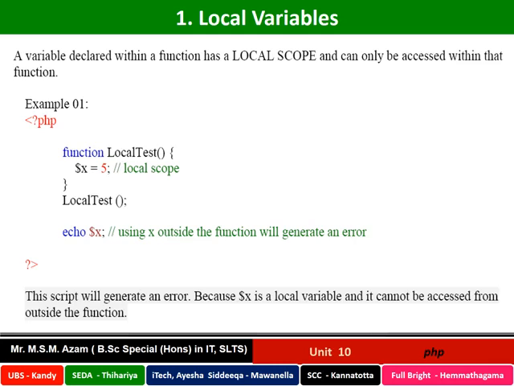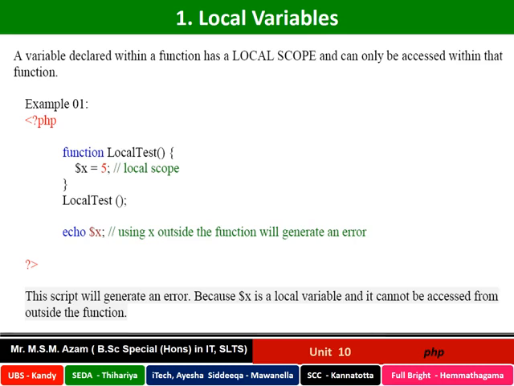For an example, I declare a function in PHP using the keyword function, and the name given to that function is localTest. After that, I start the declaration part of the function by placing the curly braces. Under that, I declare a variable called x. The value given to that variable equals 5. This variable has a local scope. The reason is that the variable x is declared within the function localTest.